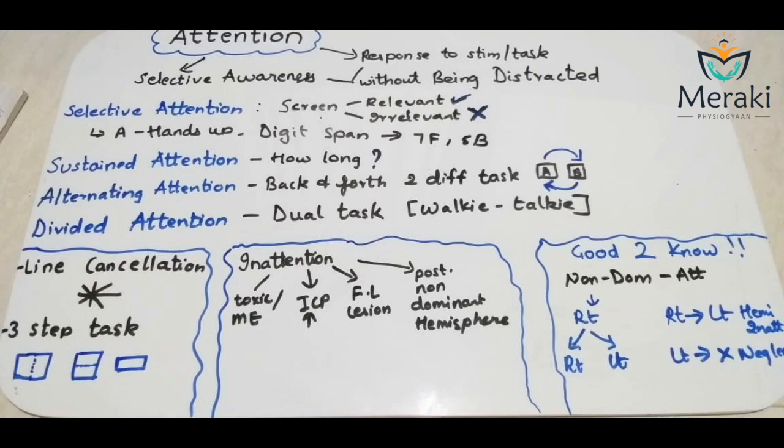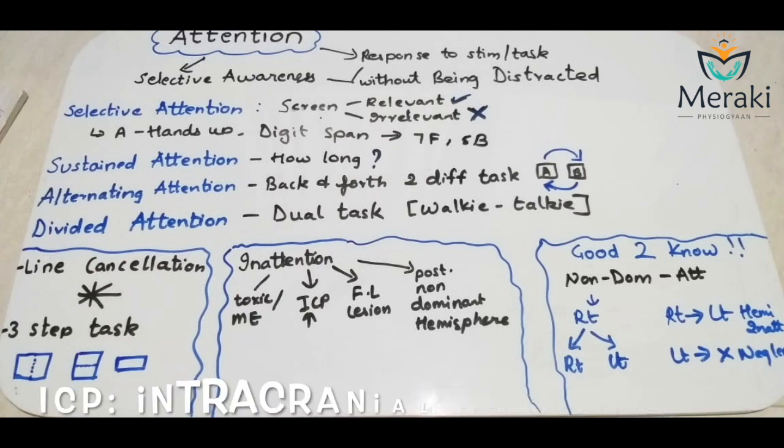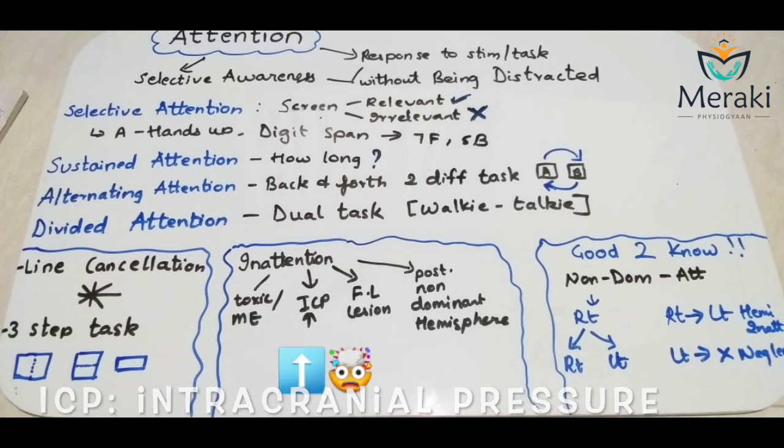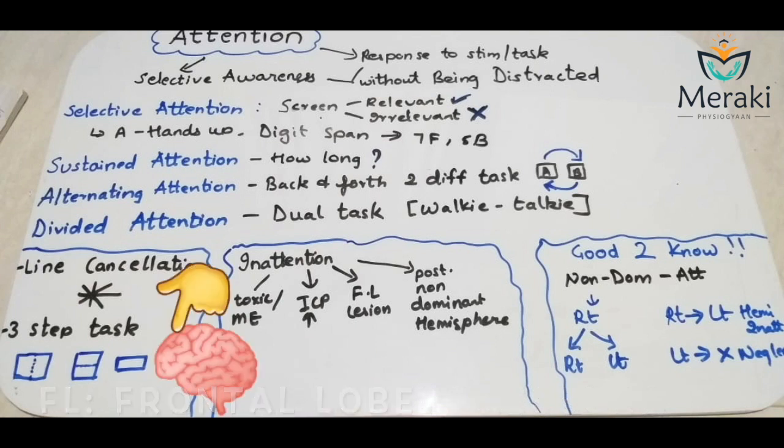The 3-step task, on the other hand, is any task that has a 3-step process to it. Say for example, you give them a paper and ask them to divide it into half and then another half. Basically what you are seeing here is how long they can maintain their attention in that task and their ability to follow through the instruction. Inattention could be because of toxic metabolic encephalopathy, or increased intracranial pressure, especially seen in a traumatic brain injury patient, or if there is a frontal lobe lesion, or a posterior non-dominant hemisphere lesion.